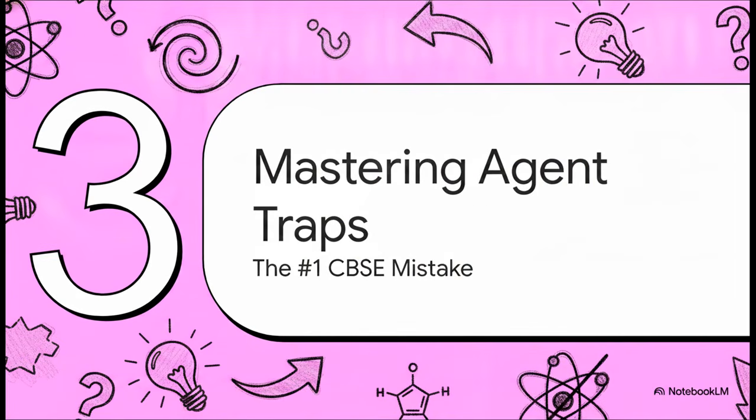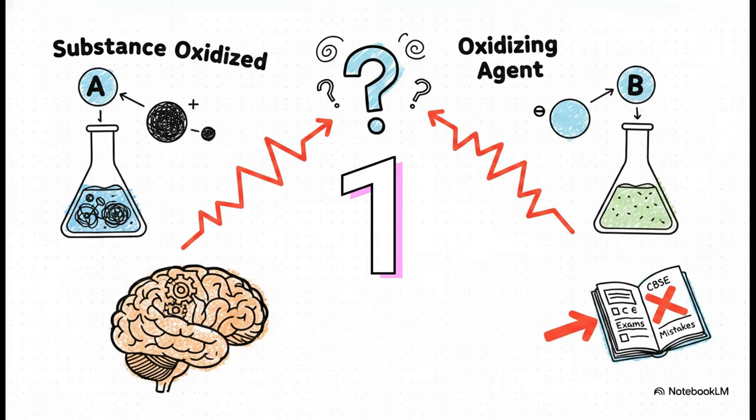Part 3. Mastering the agent trap. It's time to conquer the most confusing concept of the whole shebang. So it sounds completely backward to say the substance oxidized isn't the oxidizing agent, right? Well, mixing these two up is actually the number one mistake students make on CBSE exams. It is the ultimate trick question. When a test asks for the substance oxidized versus the oxidizing agent, our brains naturally just want them to be the exact same thing, but they aren't. Let's decode exactly why that is.